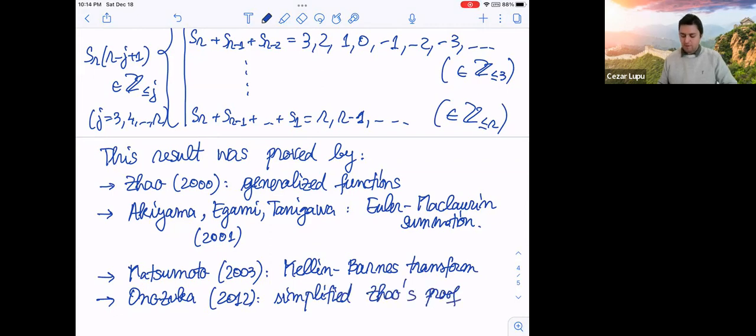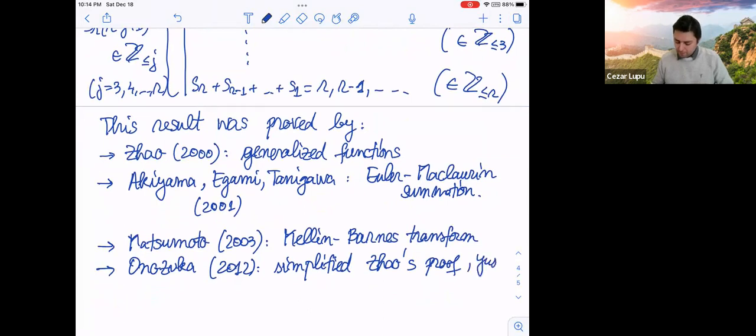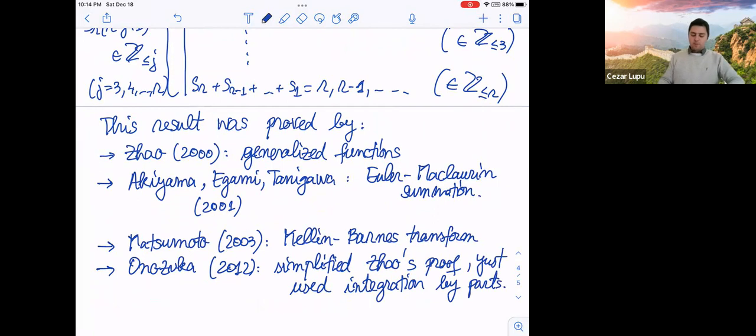So instead of using generalized functions, he just used integration by parts. It's very elementary, very technical though, but very elementary too. Well, honestly, I like the first two proofs. This is the proof that I actually looked at more in detail. But anyway, I don't want to go too much into the proof. But now let me give you a quick example, because I would like you to see that the situation in the case of the multiple zeta functions is not as you would imagine.